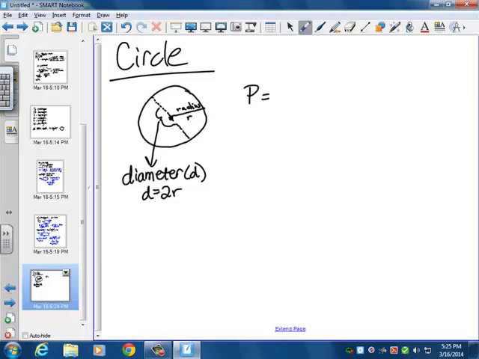For some reason, somebody wanted to have a special name for this. Circumference. And so we'll abbreviate this with a capital C. Circumference, perimeter, same thing, the distance around.